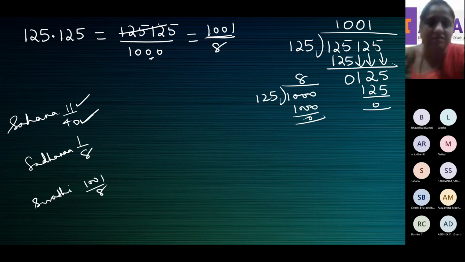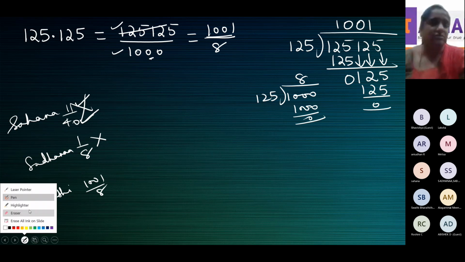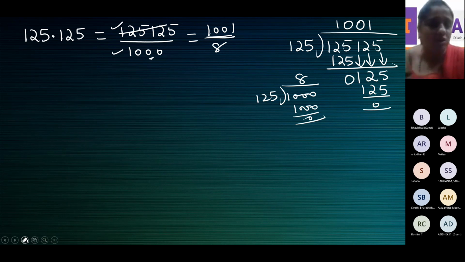See, the numerator is bigger than the denominator. So after simplifying also, the numerator should be greater than the denominator. So we cannot get 11 by 40. So similarly, 1 by 8 also is not possible. You can make out what I'm saying. We may go wrong, but when we get the answer, you should be able to judge that, no, this is not possible. That means you've gone wrong somewhere. So the correct answer is 1001 by 8. I'm sure all of you understood because I've also shown the division alongside.